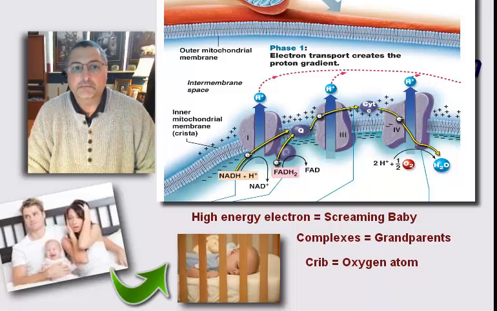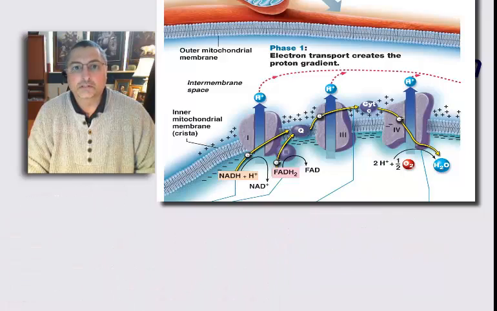Except in the case of the protein complexes, the energy drained from the electrons is used to pump hydrogen ions. So we actually take advantage of that energy. Whereas if you think of the grandparent, they only wished they could acquire the energy that the baby released during that interaction. And note, the crib in this case for the hydrogen ions is going to be an oxygen molecule to form water, metabolic water.